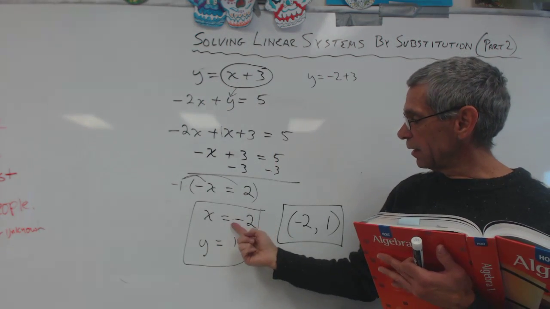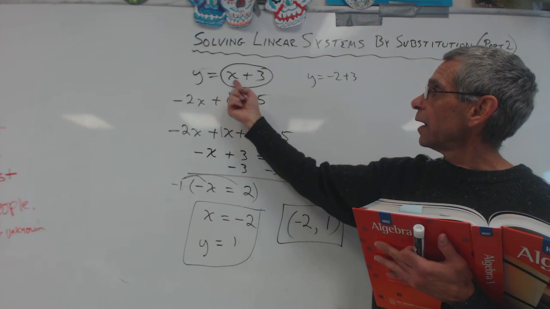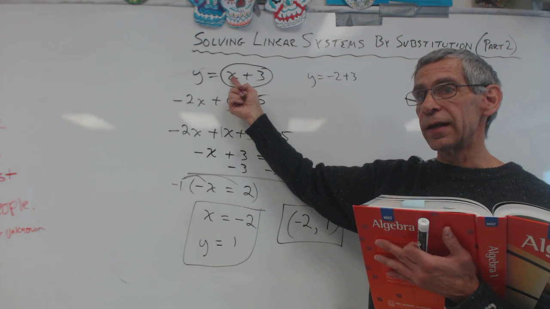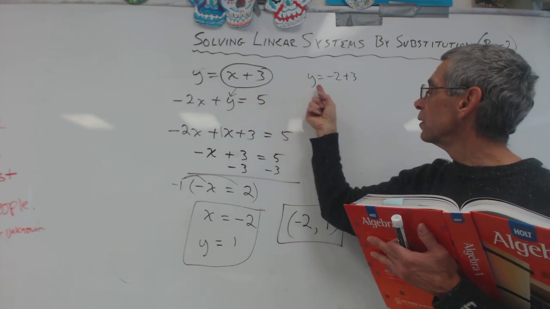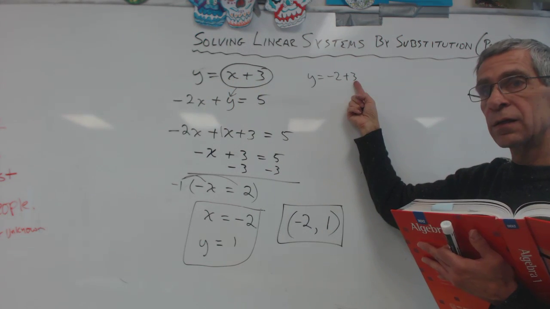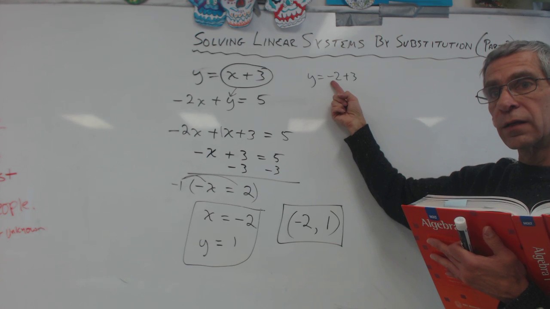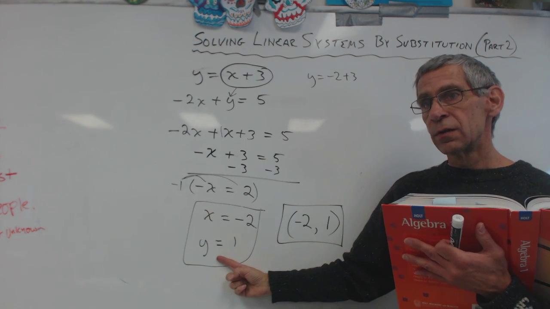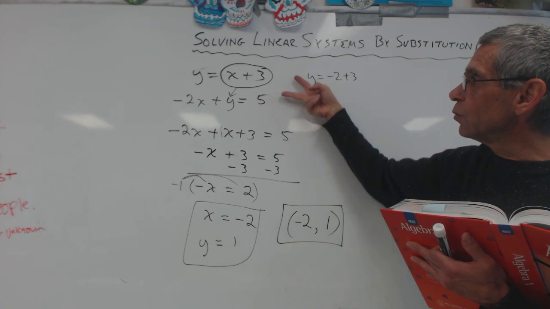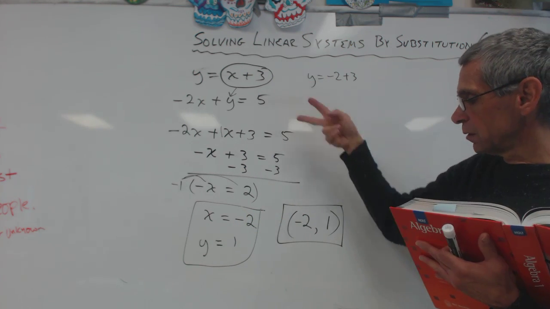So I'm going to take that -2 for the x. I come up to the x here, and I put -2. So y is equal to -2 plus 3. 3 minus 2 is 1. So y is equal to 1. Then I bring it down here. Does that make sense? Yes. You always plug it back into one of the two original equations. Okay?